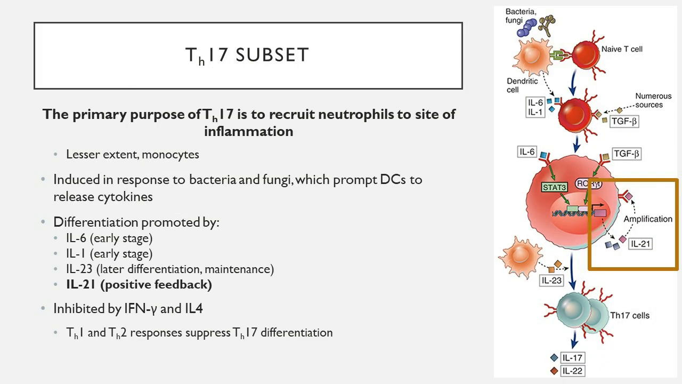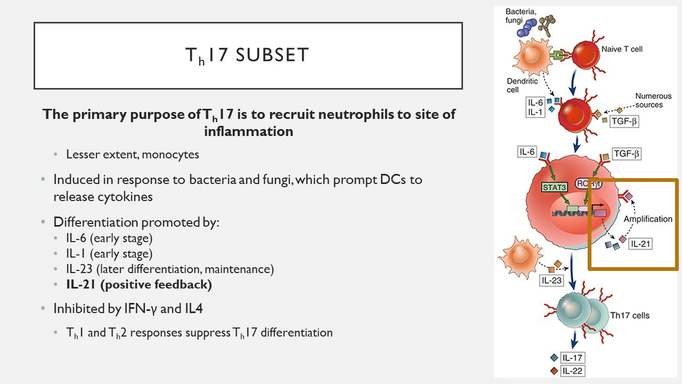The last subtype I want to touch on is the pro-inflammatory Th17 subset, whose primary purpose is to recruit neutrophils, and to a lesser extent monocytes, to the site of inflammation. This particular subtype is critical for destroying bacteria and fungi, microbes that are killed by phagocytosis, and also contributes significantly to certain inflammatory diseases. Their differentiation is stimulated by the presence of these bacteria and fungi, which prompt dendritic cells to release certain cytokines at different stages to promote their differentiation.